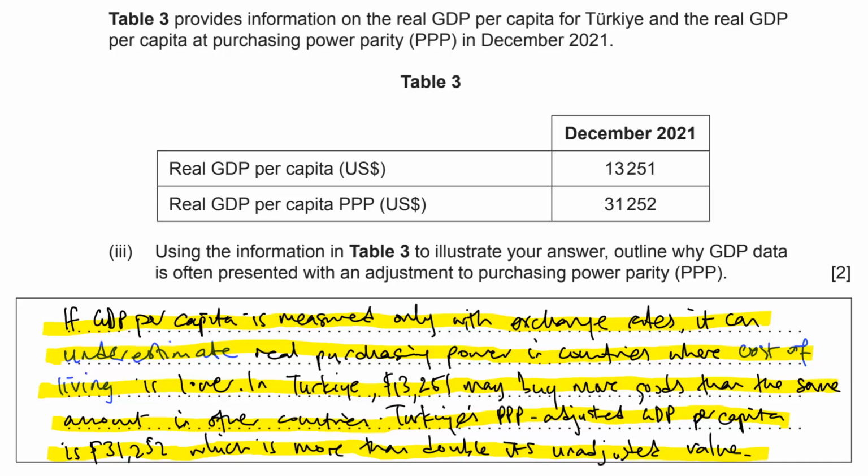So something to that effect will be sufficient to answer the crux of the question. The main thing is you want to mention something about differences in the cost of living, and how if you don't adjust for that, then you can either underestimate or overestimate real purchasing power based on those differences. Cool. Okay, let's move on to the next part.